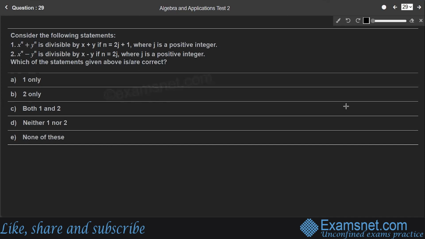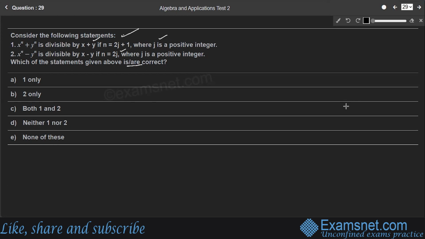Question 29. Consider the following statements. X raised to n plus y raised to n is divisible by x plus y if n is equal to 2j plus 1, where j is a positive integer. And the second statement is x raised to n minus y raised to n is divisible by x minus y if n is equal to 2j, where j is a positive integer. So which of the following statements given above is or are correct, right?